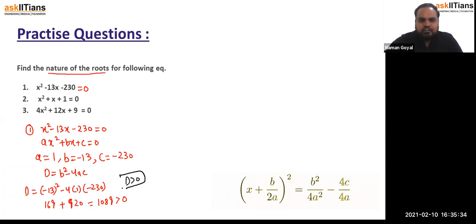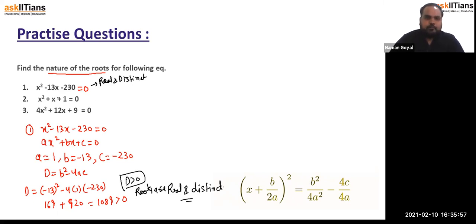If D is positive, then roots are real and distinct. Got it? So for this one, roots are real and distinct. Are you getting my point? Okay, very simple.